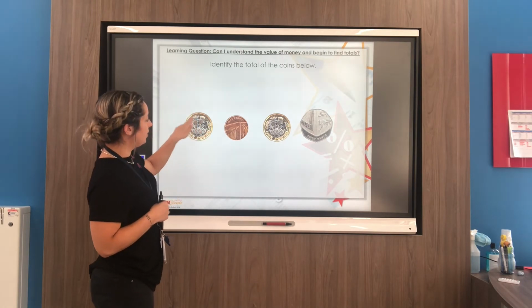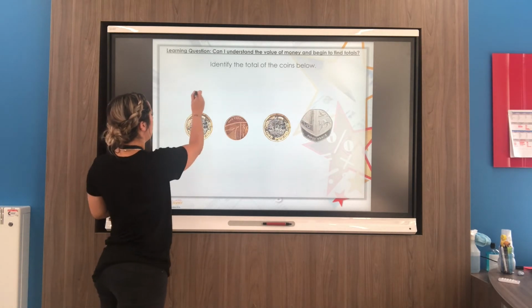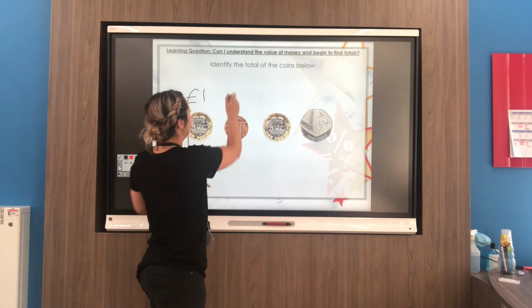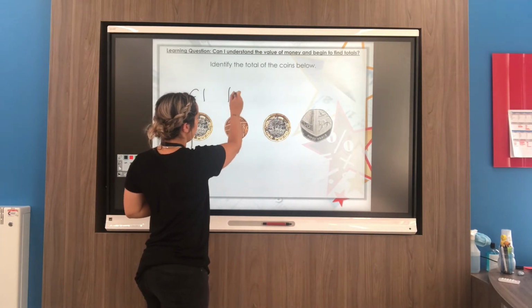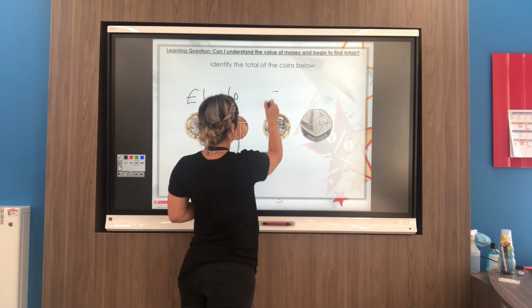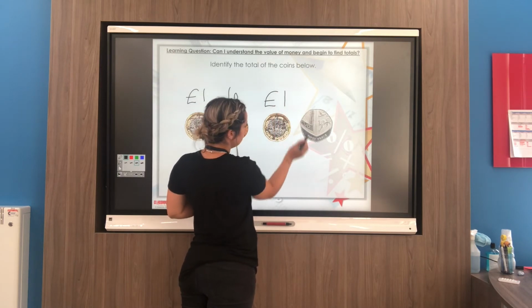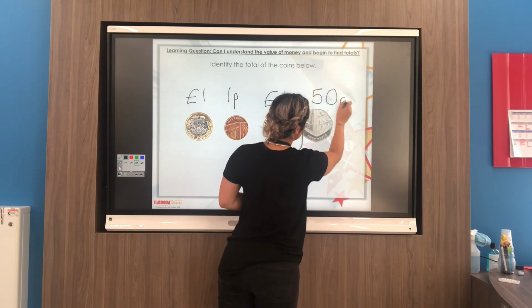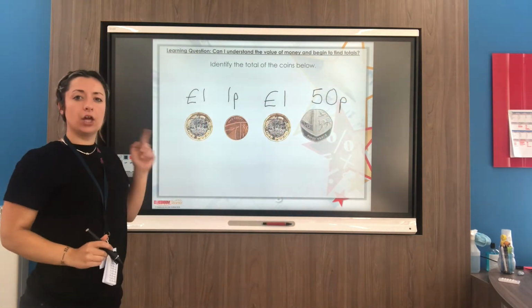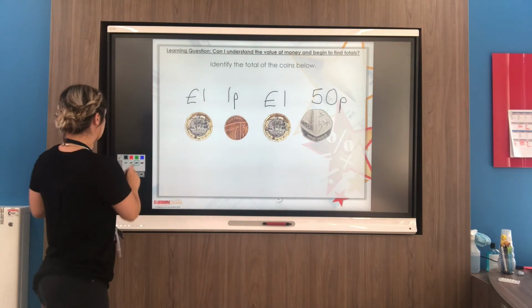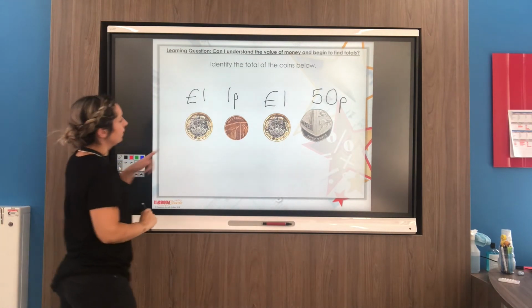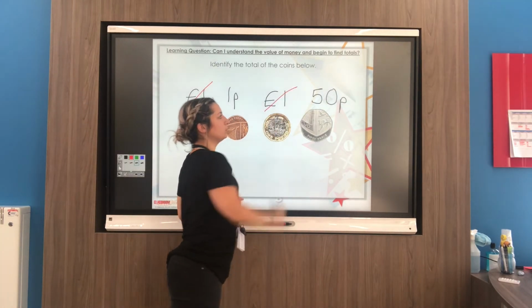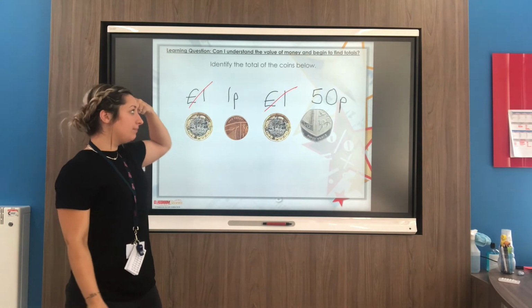So that is £1. So I've got £1, 1 penny. Right, so that's 1 with a P. Another £1 because I've seen that before. And then I've got a 50 pence. And we're going to cross these off with the larger values first. So let's cross it off in red. £1. Add another £1 is £2. So I've got £2 in my head.